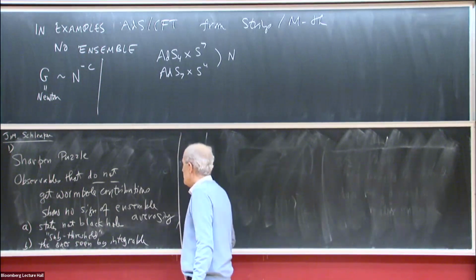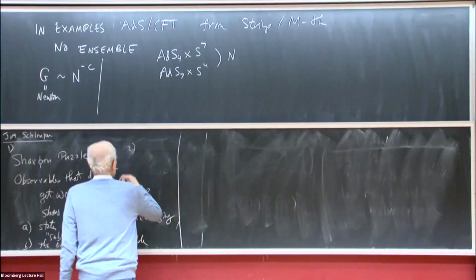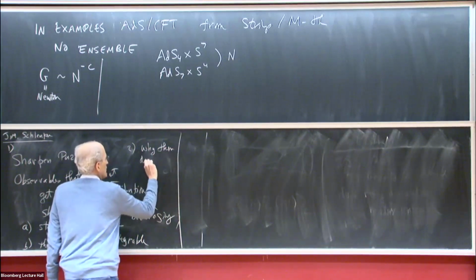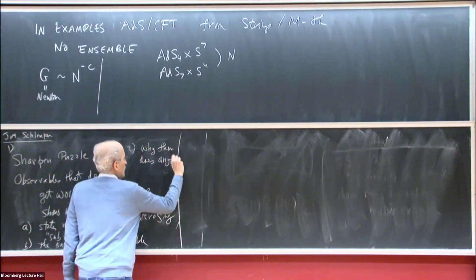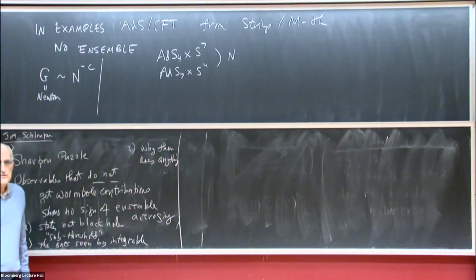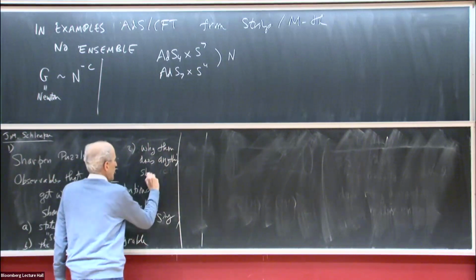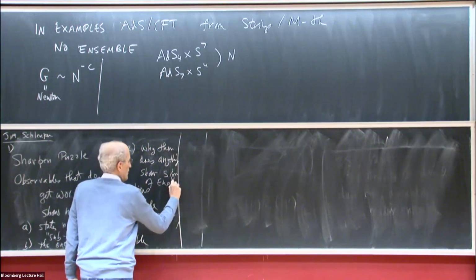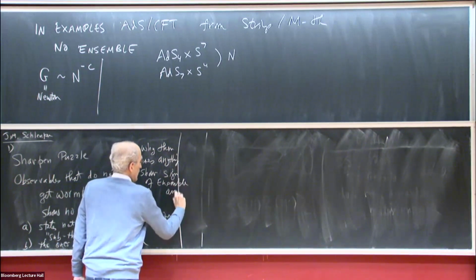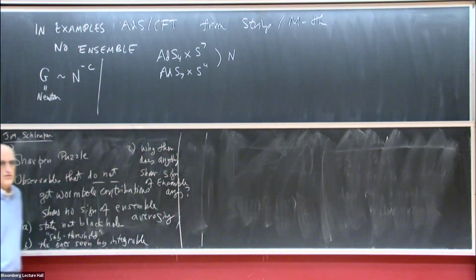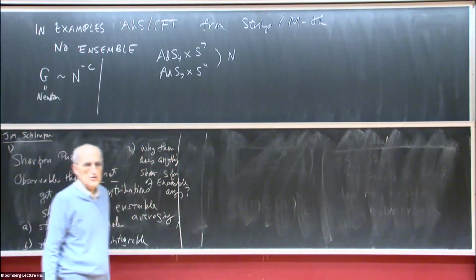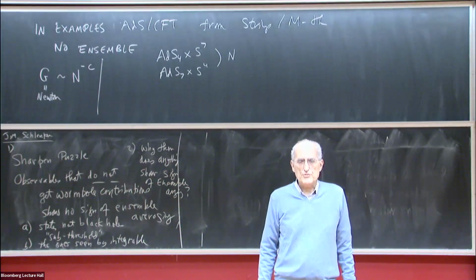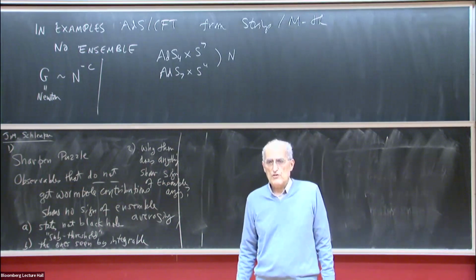So this will hopefully sharpen the puzzle, and then we'll get to the second part of the talk, which will be: why then does anything show a sign of ensemble averaging? If there's a large class of observables that show no sign of ensemble averaging, why does anything show a sign of it? In other words, there's no ensemble, and there's a large class of observables that don't receive wormhole contributions, neither large nor small. So why does anything appear to receive wormhole contributions? That'll be the second part of the talk.